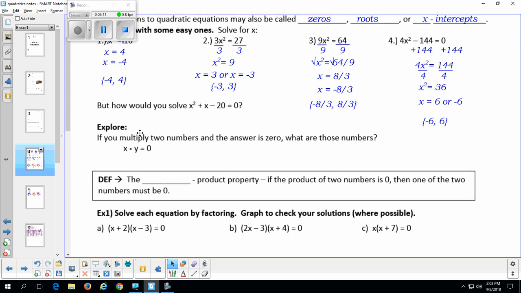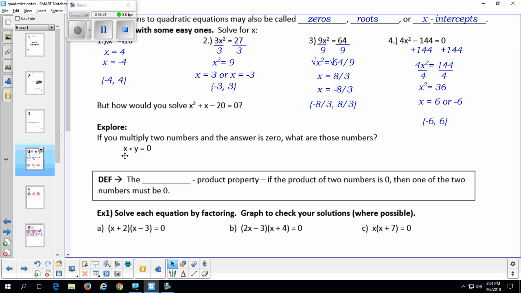First, let's explore this property right here. If you have two numbers and you multiply them and the answer is 0, what do you know about those numbers? If you multiply them and you get an answer of 0, what has to be true about the numbers?